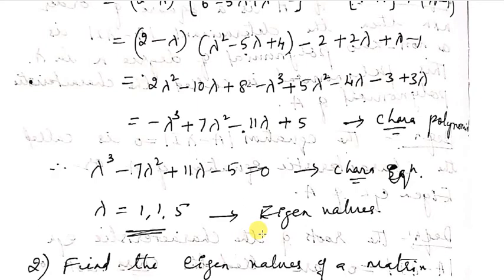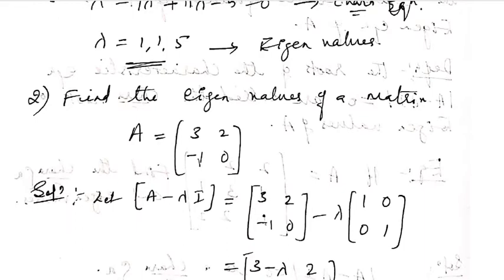So this is the procedure to find the eigenvalues. It is a very simple thing. Firstly, we have to consider the characteristic matrix as A minus lambda I. Then we have to find its determinant, and we equate the determinant to 0, which gives the characteristic equation, and finally we have to solve that equation. That's all. So let me take one more example.